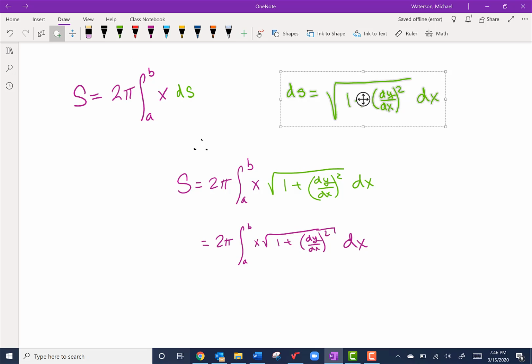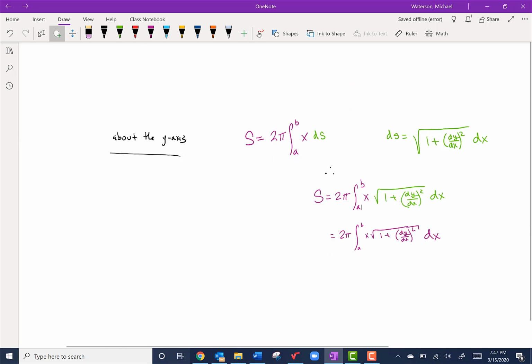which can either be equal to the square root of 1 plus dy/dx all squared dx, or we could have it as 1 plus dx/dy all squared, but with respect to y. But we have everything in terms of x's, so let's leave everything in terms of x's. By putting the two things together, we end up with an integral that's all in terms of x's. On our line, s is equal to 2 pi from a to b of x, and then we put the purple and the green together, and we can see that we just get one formula.